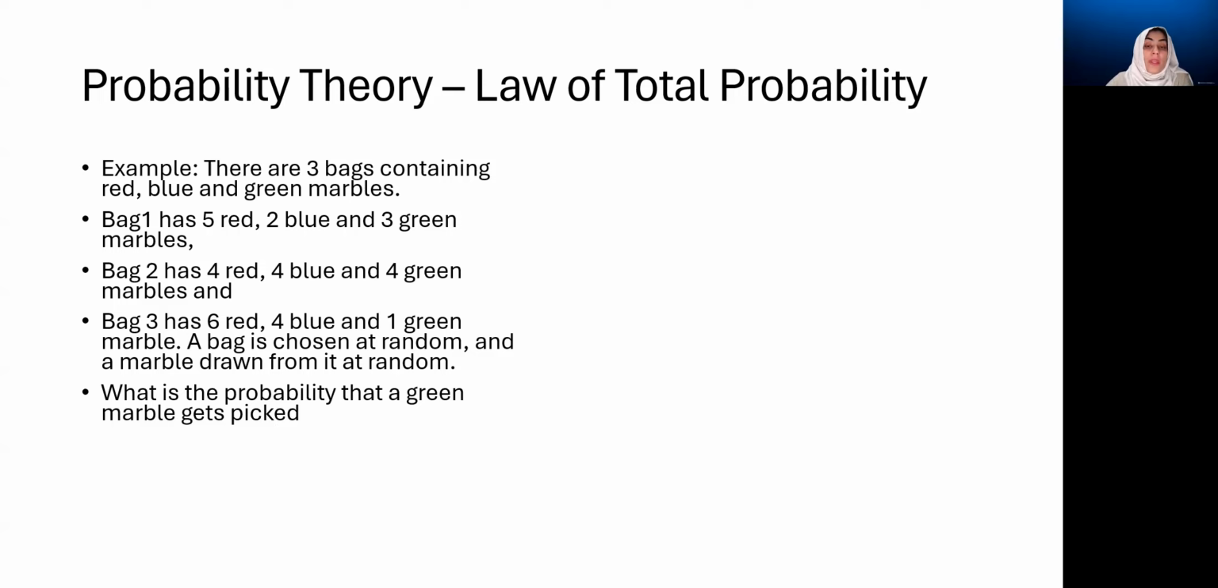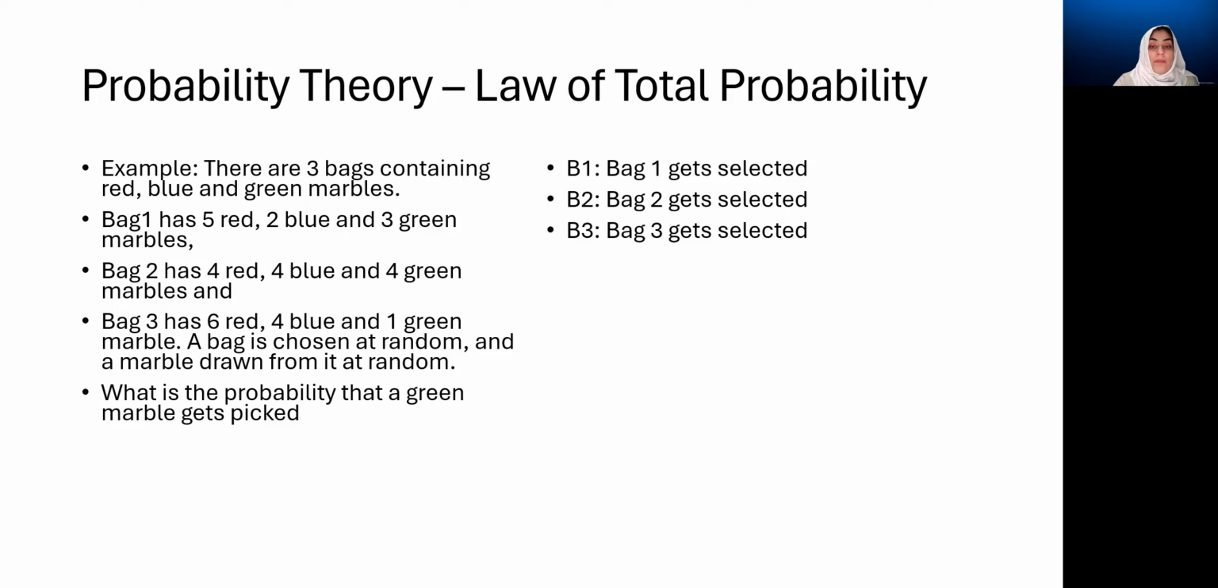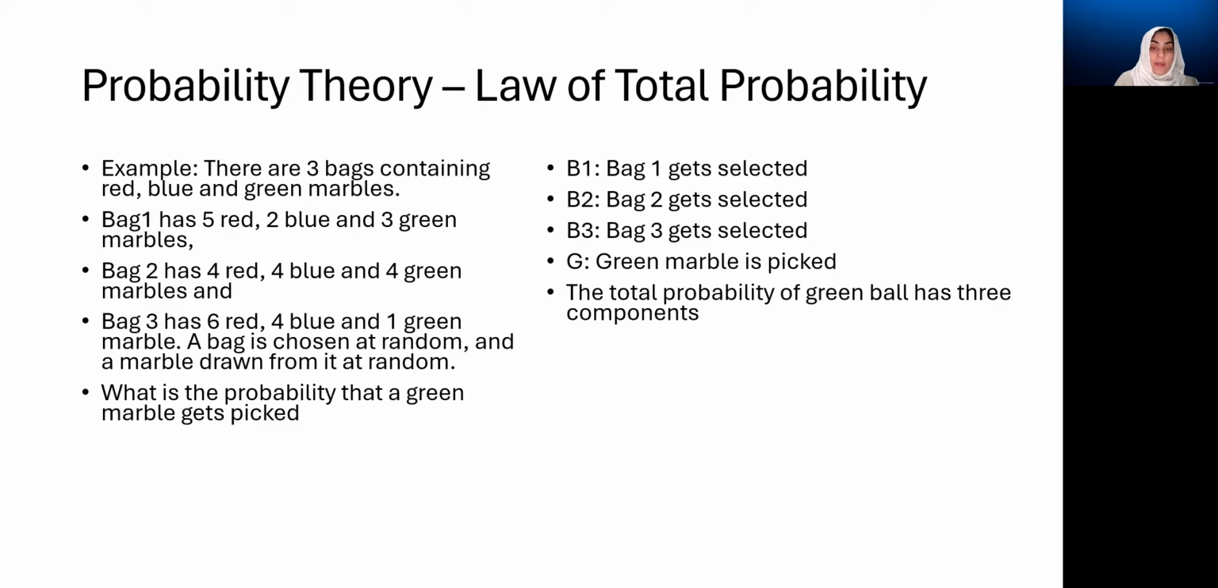for a green marble. Now we know that it is actually being done in 2 stages. First, we choose a bag randomly, and then from that, we choose a marble randomly. And since the composition of each bag is different, the number of green balls in each of them is different. So we can use the law of total probability to find the probability of observing a green ball. Let's take B1 as the event of bag 1 being selected, B2 the event of bag 2 being selected, and B3 the event of bag 3 being selected, and define G as a green marble being picked from the selected bag.